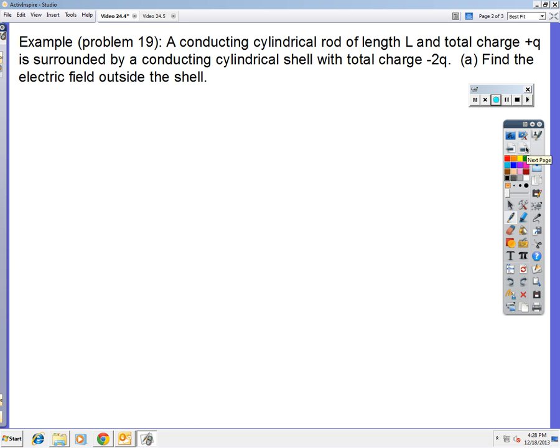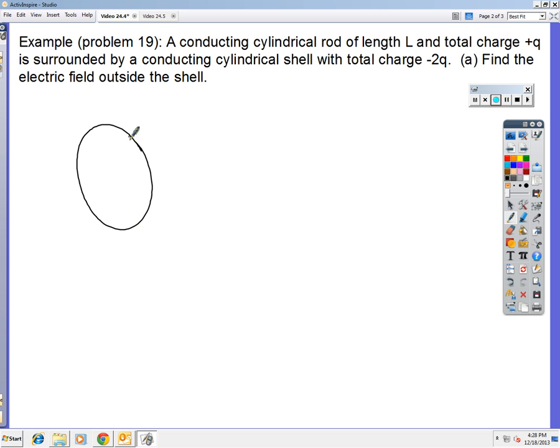Now here's another example. This is problem 19 in your textbook. You've got a conducting cylindrical rod of length L and total charge plus Q, surrounded by a conducting cylindrical shell with charge minus 2Q. Find the electric field outside the shell. So what we have is essentially a charge distribution that looks like this.